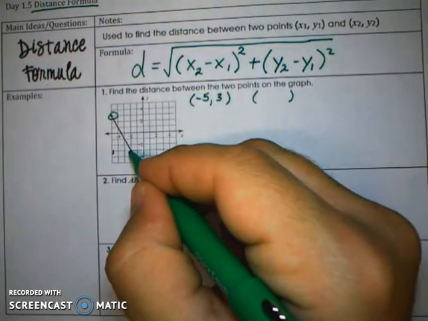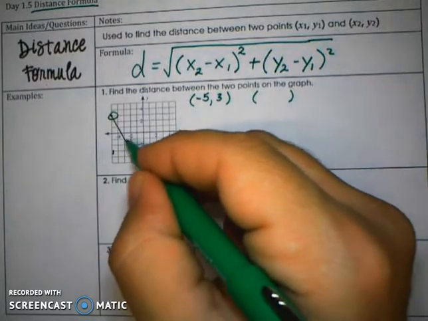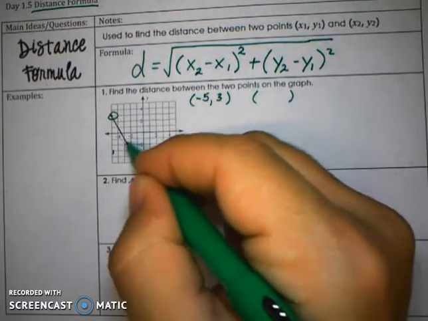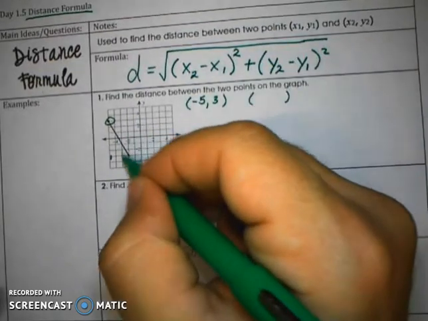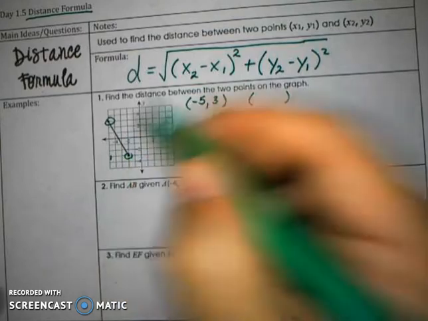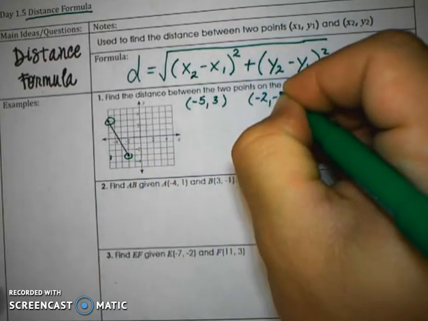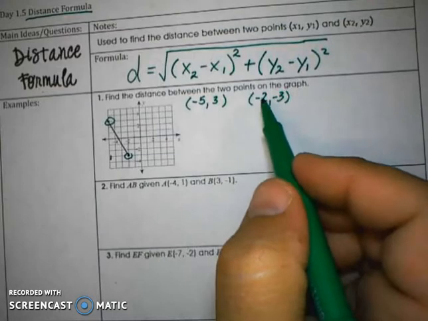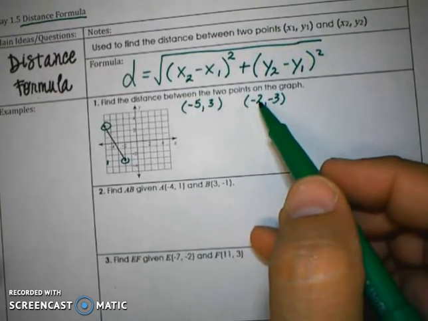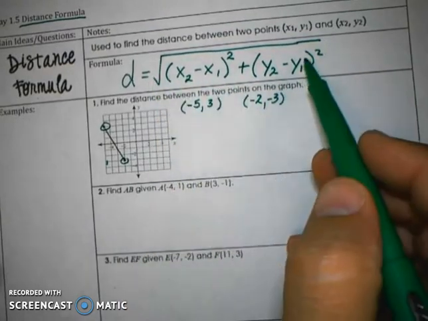And this other point, we would call this the third quadrant. Remember, quadrants are starting here, 1, 2, 3, and 4. So over here, this point has the ordered pair -2, -3. And we will review how to write ordered pairs in class a little bit. But those are the ordered pairs I'm going to use. And so I'm going to plug those into this formula.